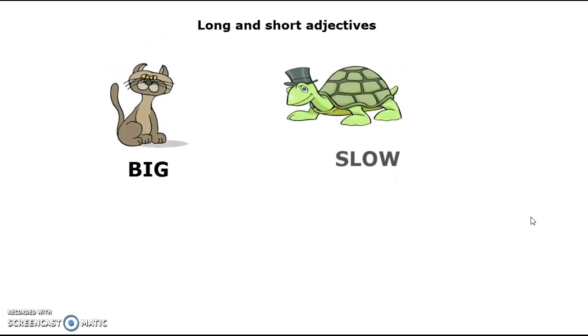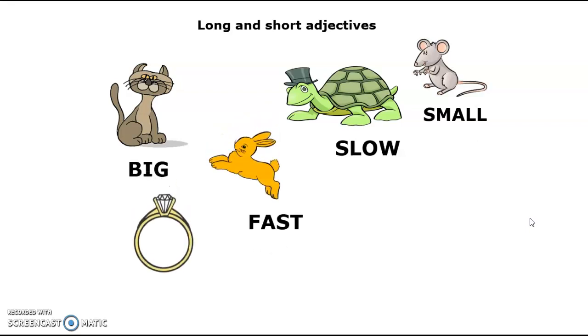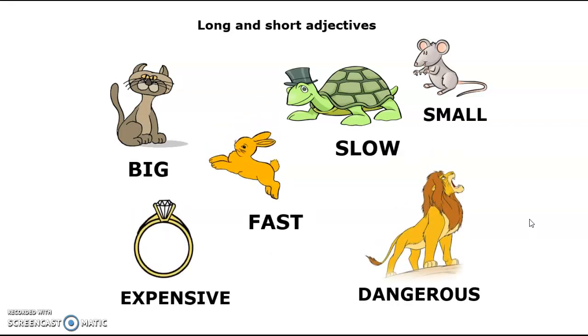Let's look at the adjectives we have here. We have big, slow, we have small and fast and expensive and dangerous. These adjectives are a bit different. Small, slow, fast, big are short adjectives, and expensive and dangerous are long adjectives. You can tell the difference by the syllables they have. Expensive, 3 syllables. Dangerous, 3 syllables. Fast, 1 syllable. Slow, 1 syllable.